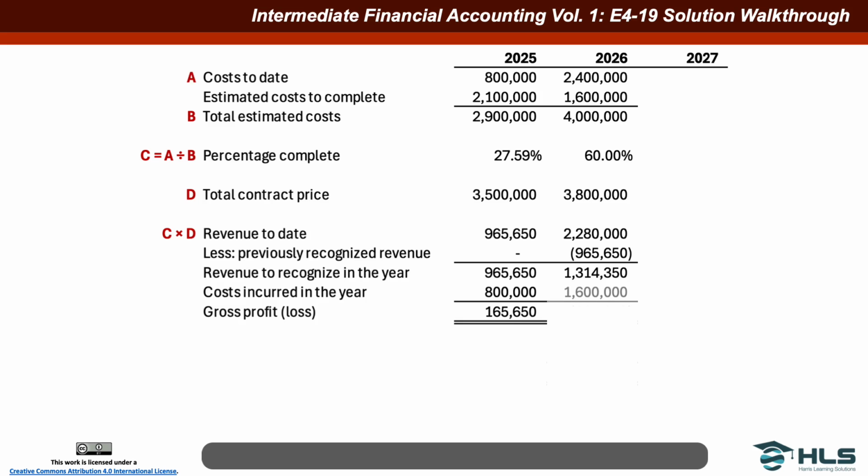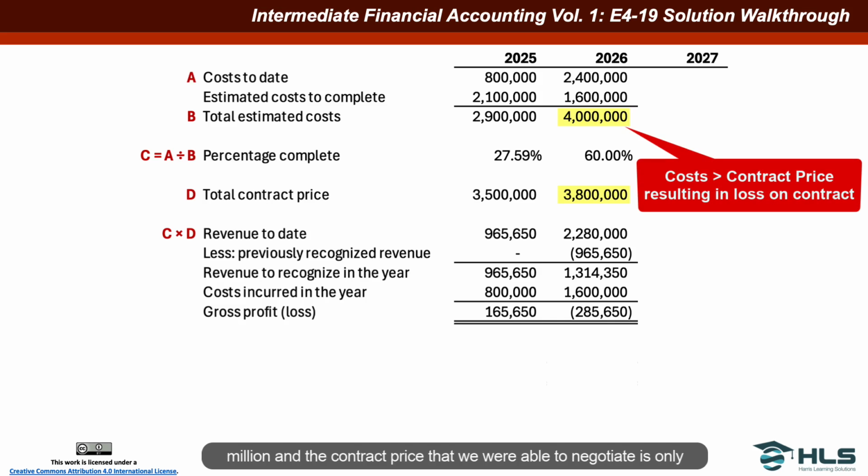$1,314,350. We subtract the costs in the year of $1.6 million, which is the difference between the cost to date of $2.4 million and $800,000. That results in a loss on the contract of $285,650. This contract is now at a loss because the costs are expected to be $4 million and the contract price that we were able to negotiate is only $3.8 million.